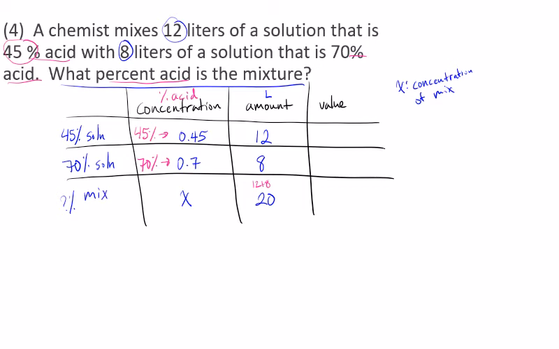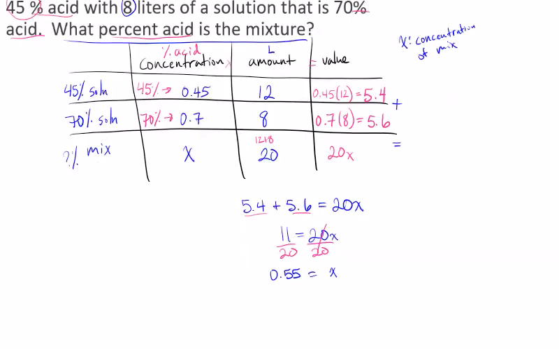I'm going to pause for a second and then jump right back to it. All right, so I multiplied the concentration times the amount, and that equals the value. So what I have here is 5.4 plus 5.6, and that has to equal our mixture. If I add the two components, that's going to equal the mixture. So that's the relationship. Our equation is 5.4 plus 5.6 equals 20x. Now I'll let you solve it from there, but I'm going to freeze it and do the math, and then I'll come back to it.